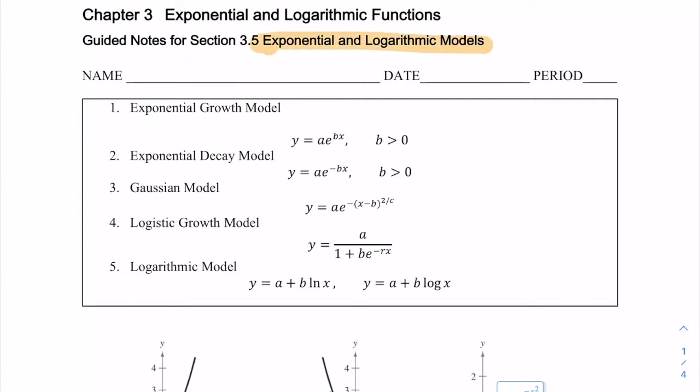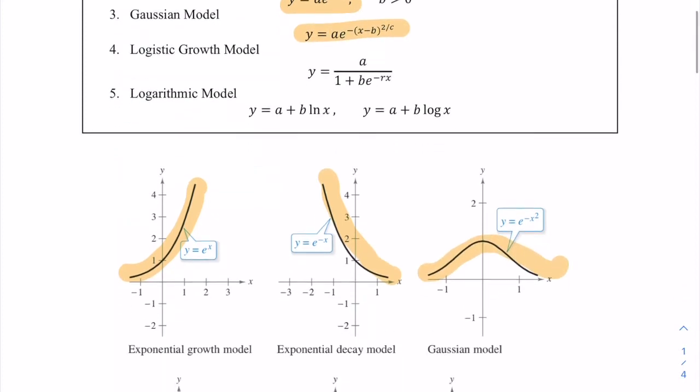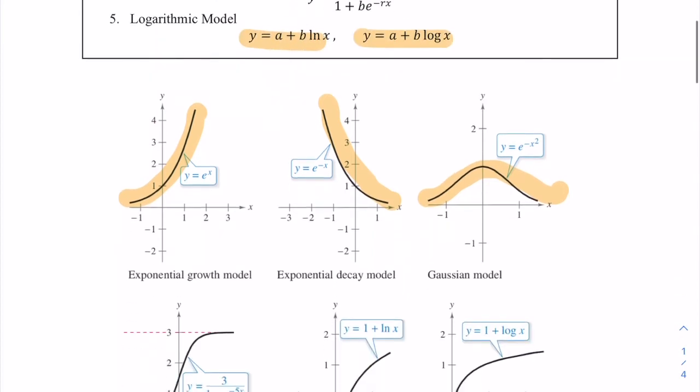Now the primary models we're going to focus on are the exponential growth and decay. All right, we've been practicing those a lot. And then we'll also consider a Gaussian model, which is a bell curve, and logarithmic models, natural log and common log, and also, which I really like, the logistic growth model.